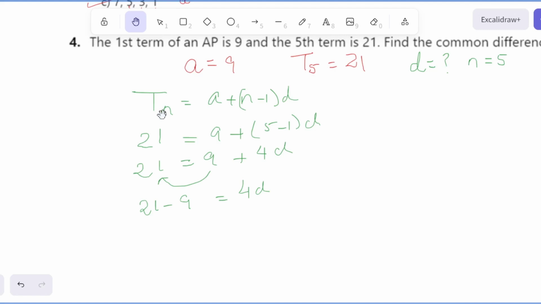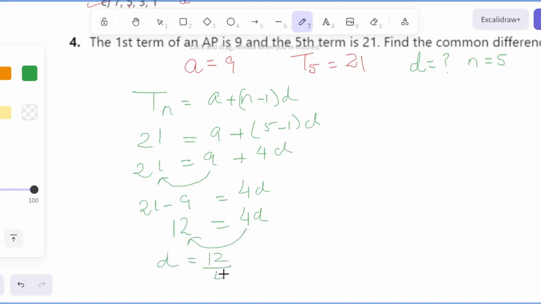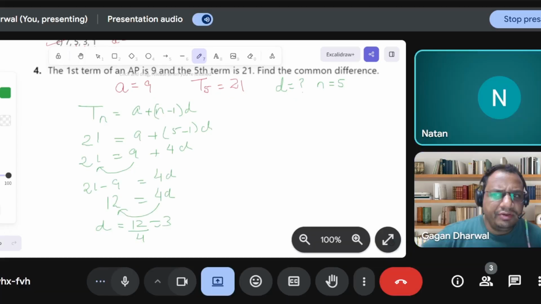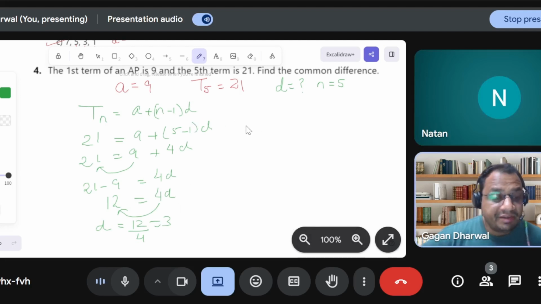So 21 minus 9 is how much? It's 12. And then I have 4D, meaning 4 times D. Take 4 to the other side. So D equals 12 upon 4, which is 3. That is how we find the common difference when they have given you the general term. Any general term, like the fifth term, they have given it to you, and they have also given you the first term, we find the common difference.